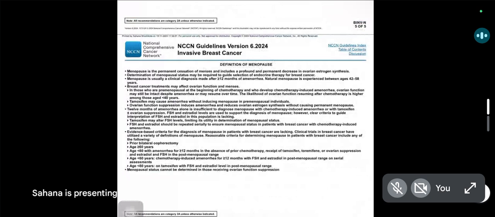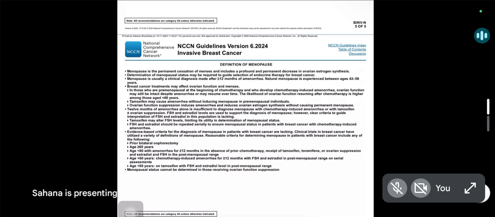Menopause is a permanent cessation of menses and indicates a profound or permanent decrease in ovarian estrogen synthesis. So more than or equal to 12 months of amenorrhea. In patients, this is the thing. So those who are more than or equal to 60 years, those who have had bilateral oophorectomy. For those less than 60 years, if there is amenorrhea more than 12 months in absence of chemo or endocrine therapy or ovarian suppression, who have estradiol and FSH in the postmenopausal range, then they are menopausal. If they are less than 60 years and on chemotherapy, their FSH and estradiol have to be in the postmenopausal range and should be ascertained on serial assessments. Less than 60 years on tamoxifen, you will do FSH and estradiol to assess their postmenopausal state.